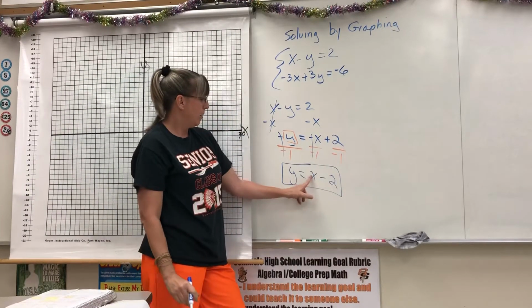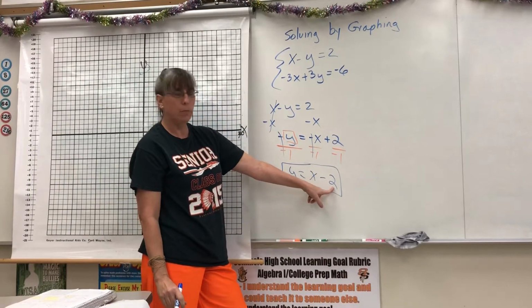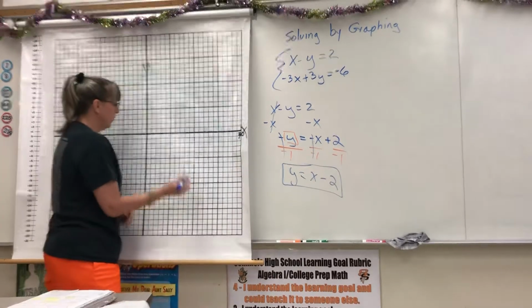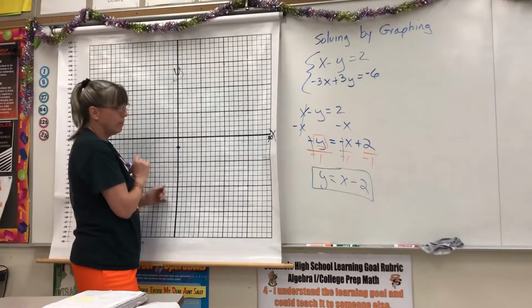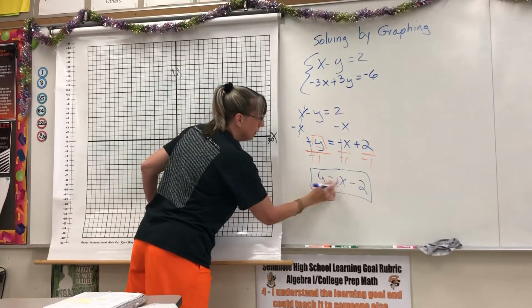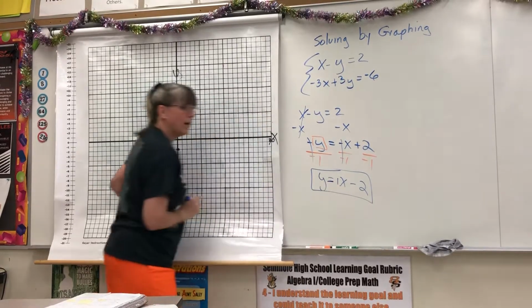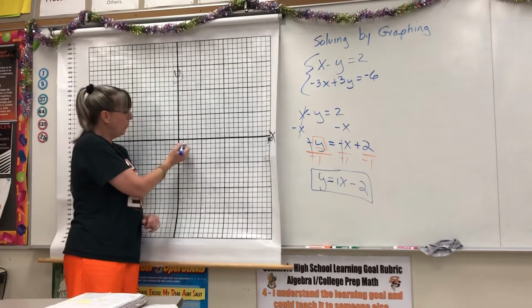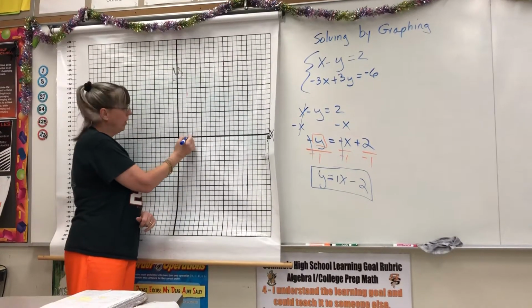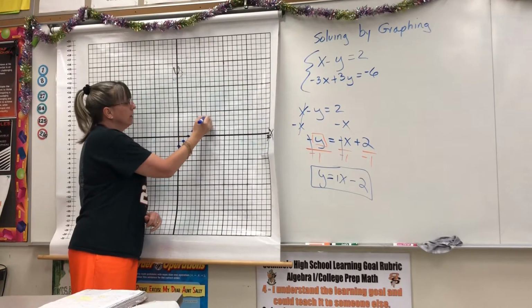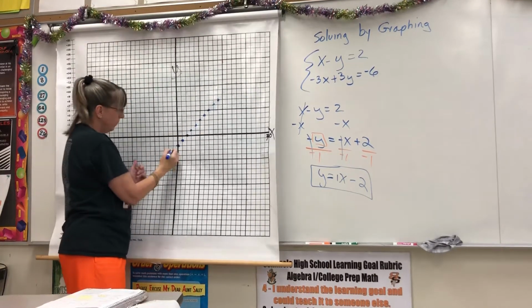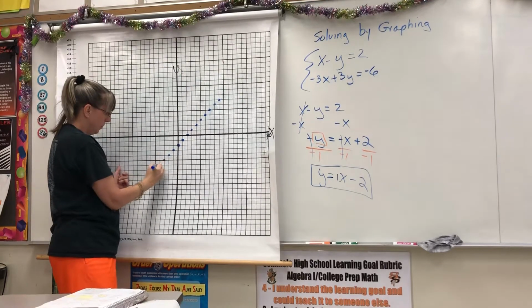Okay? mx plus b, I begin at negative 2, and my slope is positive 1. So I go up 1, right 1, up 1, right 1, all the way till I can't go any further, and then all the way back.